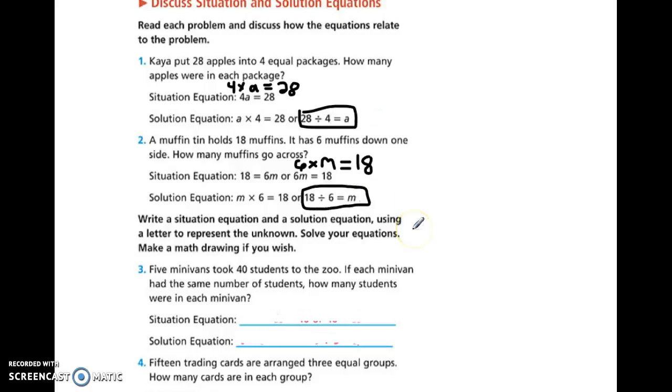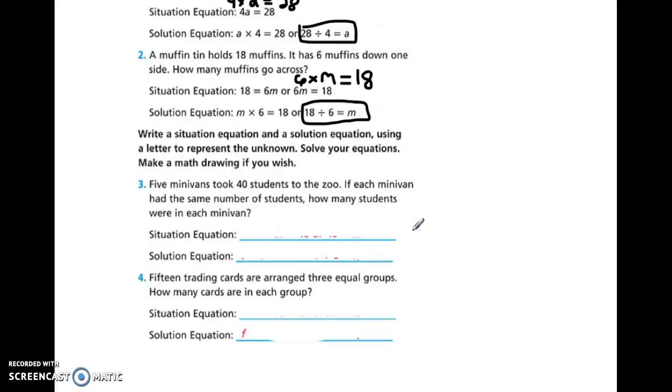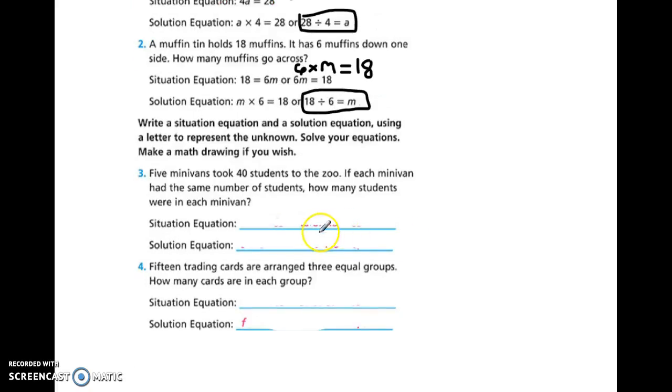All right, now we've looked at a couple of examples. Let's go ahead and try to do one together. It says write a situation equation and a solution equation using a letter to represent the unknown. Solve your equation, make a math drawing if you wish. All right, so it says 5 minivans took 40 students to the zoo. If each minivan had the same number of students, how many students are in each minivan?